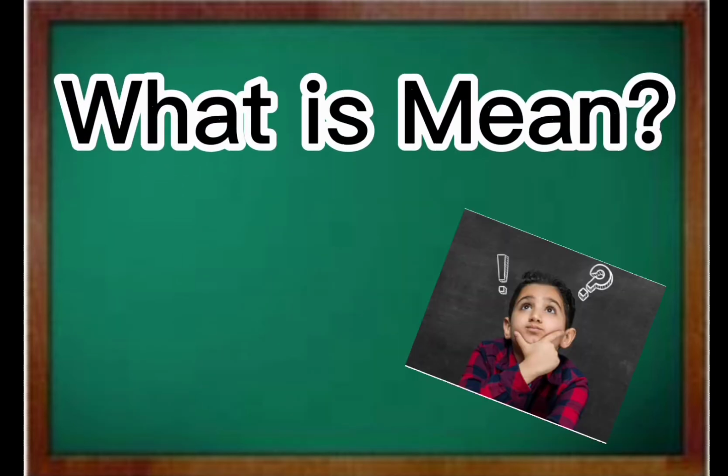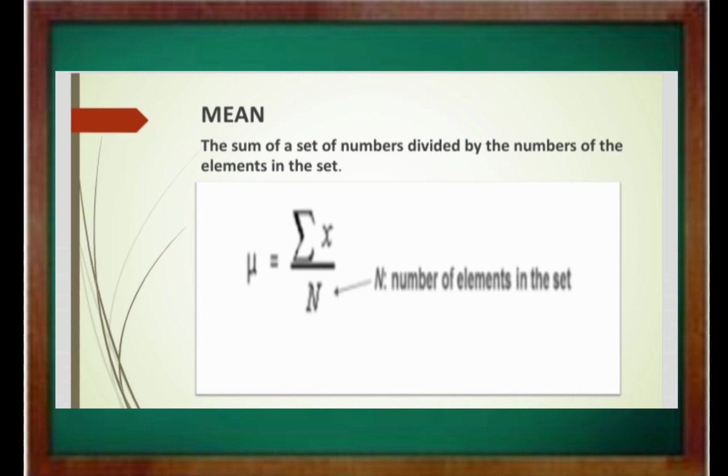What is the mean? The mean is the sum of a set of numbers divided by the number of elements in the set. Look at the formula: the sum of all the x's divided by n. The letter here is the capital Greek letter sigma, used in statistics for summation. x is each individual score, and n is the number of observations in the data set.